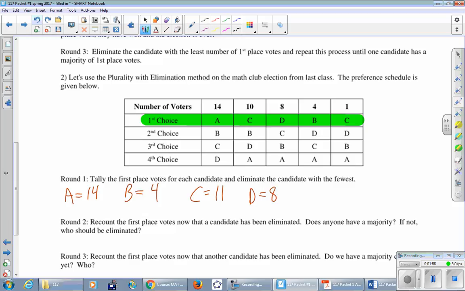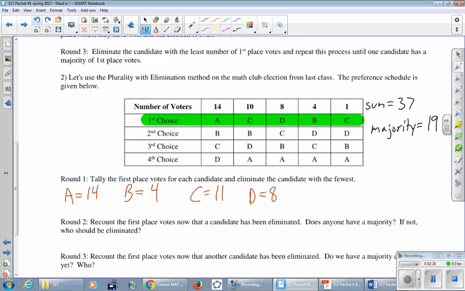Okay, so we need to know if somebody has a majority, because if one candidate has a majority, then we stop the process. So let's count the number of voters altogether. If we do the sum right here, 14 plus 10 plus 8 plus 4 plus 1, I think that's 37. And if we're looking for majority, majority means more than half. So half of 37 is 18.5. More than half of 37 is 19 or better.